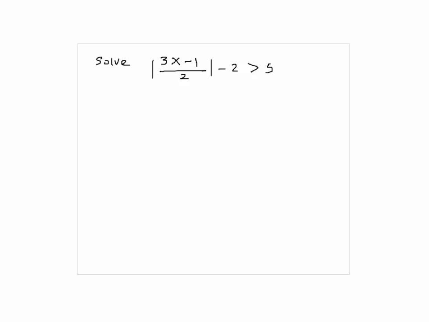Go ahead. The first step would be to add 2, or to eliminate the 2 from both sides of the equation by adding a 2. Okay, that's correct.